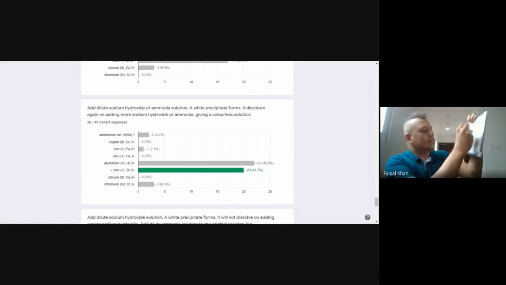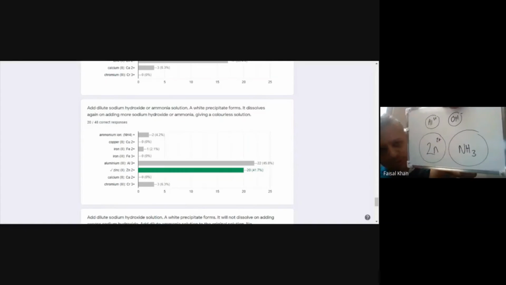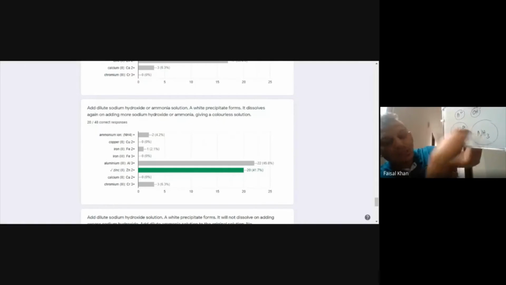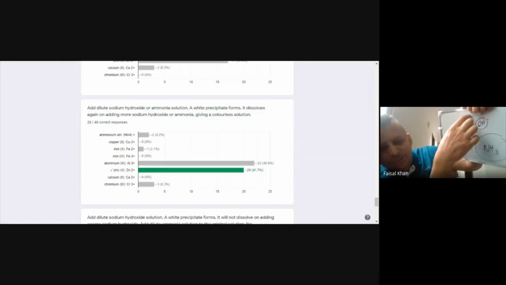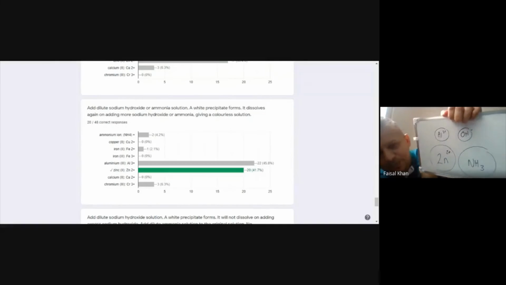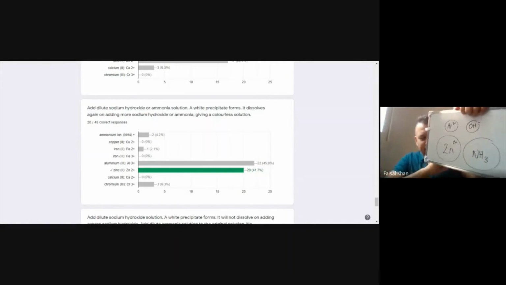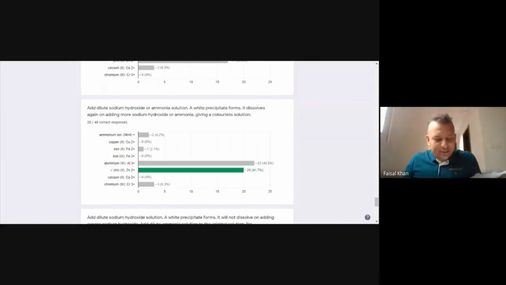Compared to that, the ammonia molecule will attach itself to the zinc. The ammonia is too big and it bunches around the aluminium ion in an unfavorable way. So that's the reason why. It's not just a random fact.